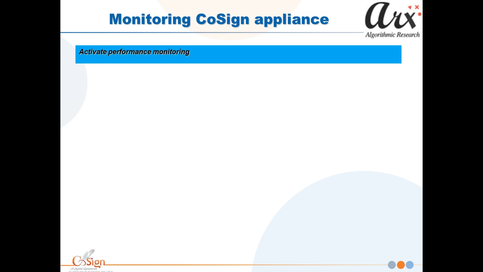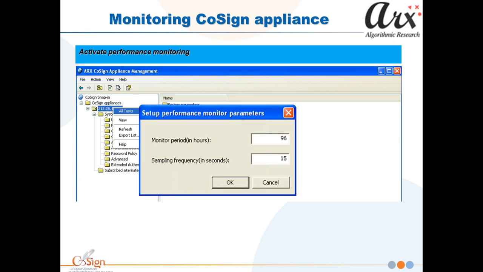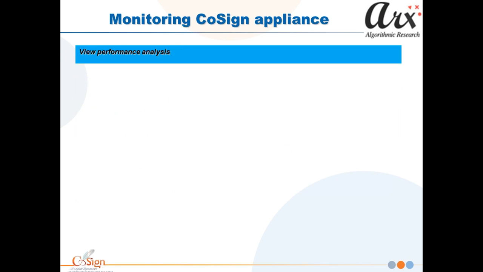Okay. How do we activate the performance monitoring of a CoSign appliance? From the MMC, once again, once you're logged in, right-click on the IP address of the appliance, All Tasks, CoSign Performance Monitor, and we'll click Start Monitor. This will bring up an options screen showing us how many hours we would like to monitor the system and how often we want to sample. In this case, we're going to monitor for 96 hours and we're going to sample every 15 seconds. Generally speaking, you would only turn this on when an ARX support representative asks you to turn this on the system. So here we're going to click OK, and the performance monitor gets started.